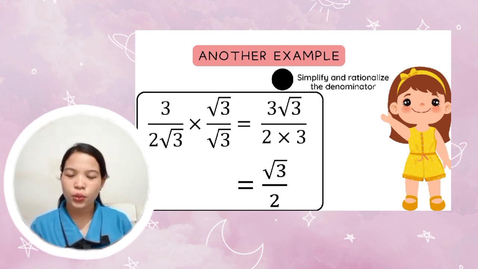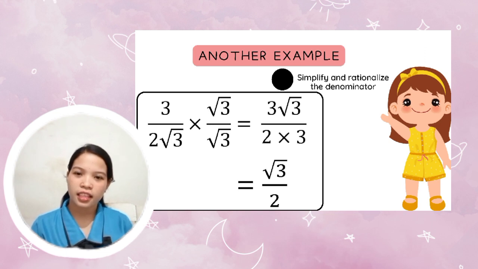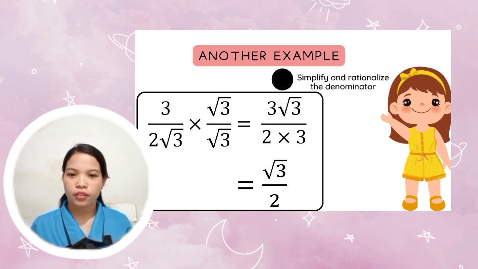3 over 2 square root of 3. This is given. In this case, there is a leading constant, which is 2, and of course square root of 3. So we don't need to eliminate the constant; the thing that we need to do here is to eliminate only the radical sign. So we just directly multiply the numerator and the denominator by square root of 3 over square root of 3. So, 3 times square root of 3 is 3 square root of 3.